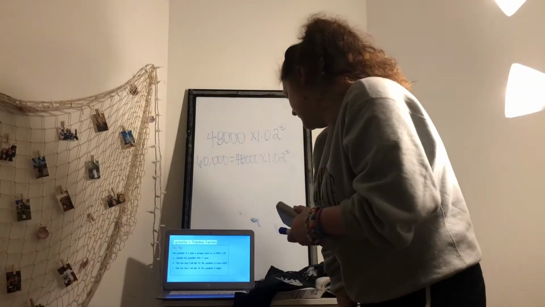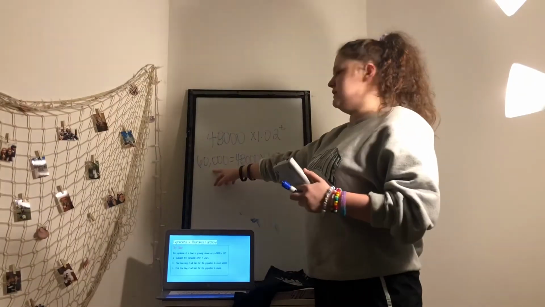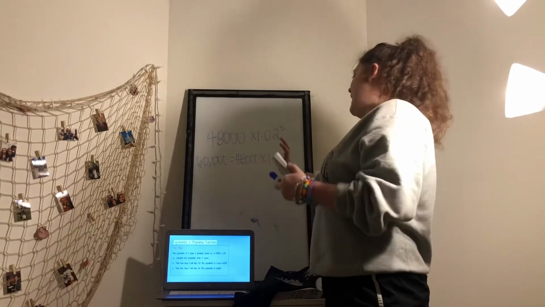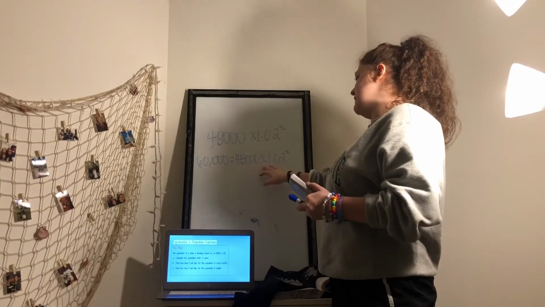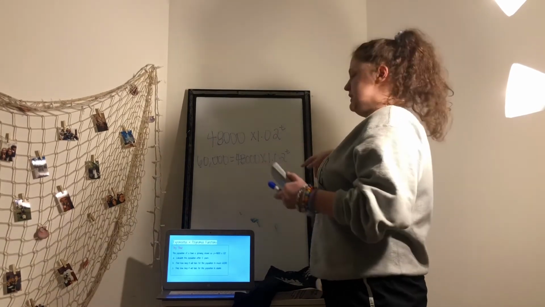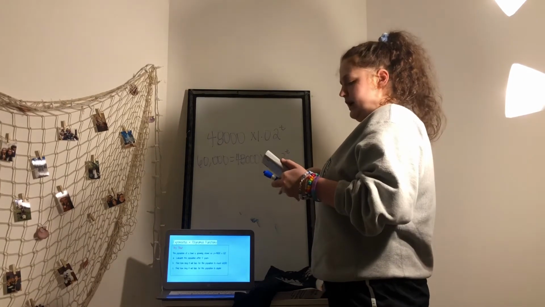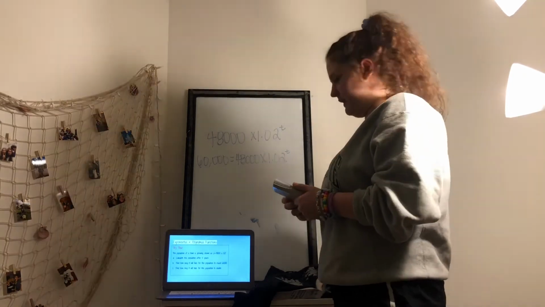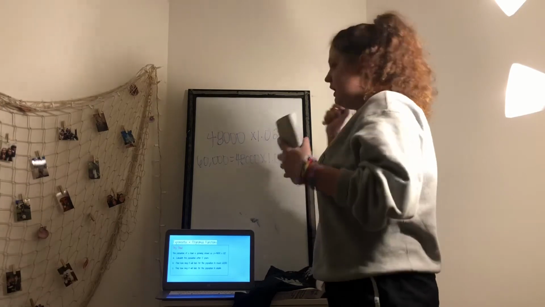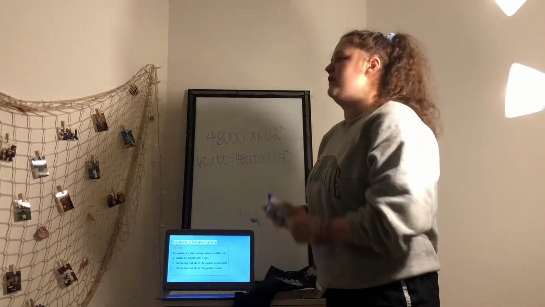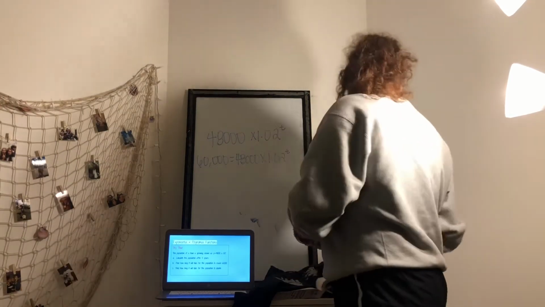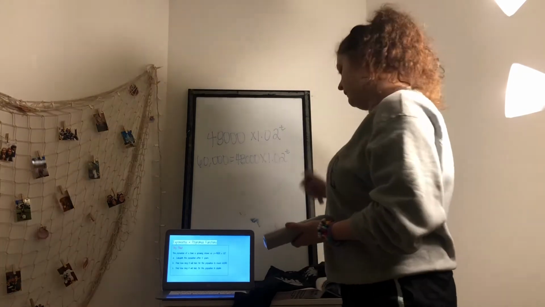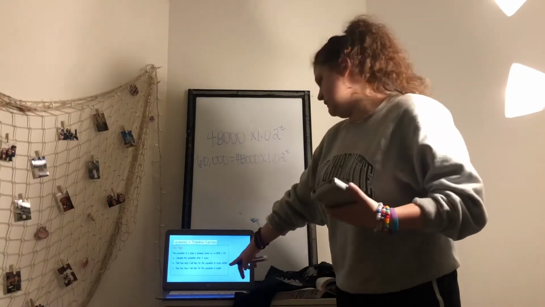So in this case, we would put 60,000 into y1 in our calculator, and then 48,000 times 1.02 to the t in y2. And then when we graph it, it would show the graph, and then you would find the intersection, and the answer would be 11.3 years. So that would be the answer for B.